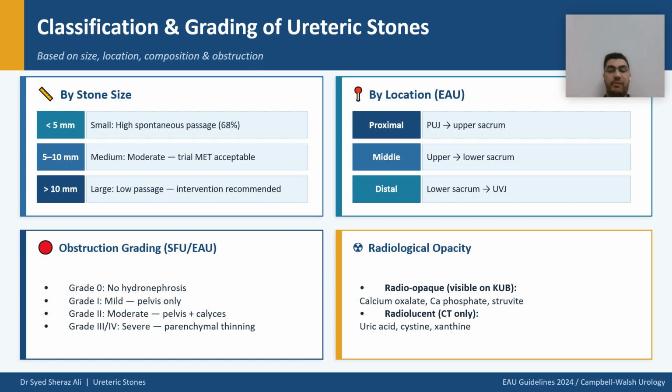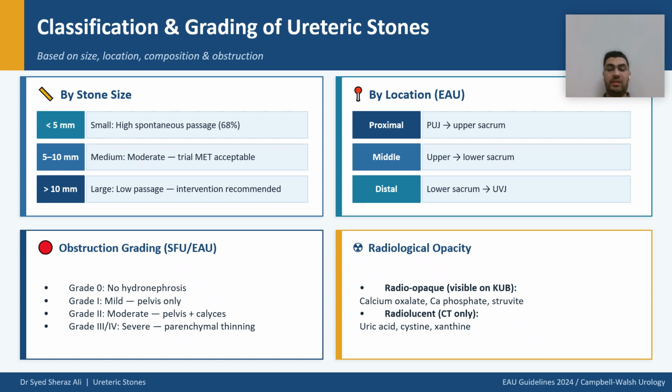In the bottom left, obstruction grading using the SFU grading system endorsed by the EAU guidelines, in which grade 0 is no hydronephrosis, grade 1 is mild, only the renal pelvis is dilated, grade 2 is moderate, in which both pelvis and calyces are dilated, and grade 3 and 4 are severe, with thinning of renal parenchyma, which indicates long-standing obstruction and risk of permanent renal damage.